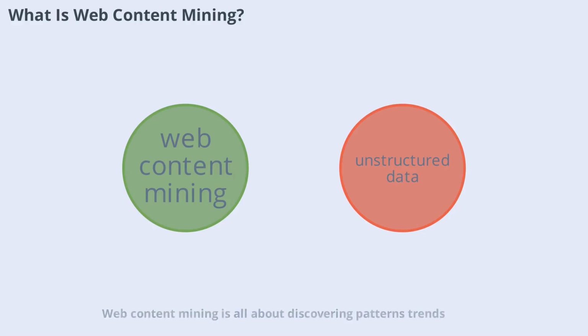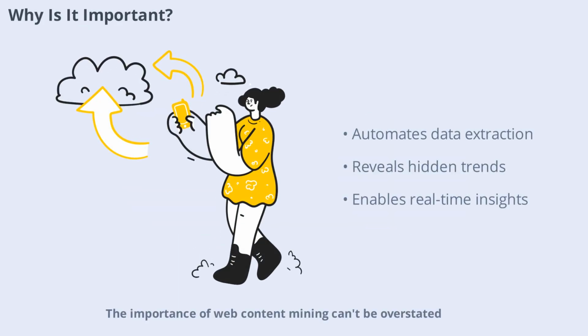Web content mining is all about discovering patterns, trends, and valuable insights from the content found on websites. Unlike traditional data mining, which often deals with structured databases, web content mining focuses on unstructured or semi-structured data like text, images, and videos. By using advanced algorithms and tools, we can automatically collect, process, and analyze this information to uncover hidden gems. This process is essential for businesses looking to understand customer sentiment, researchers tracking trends, or anyone wanting to make data-driven decisions.